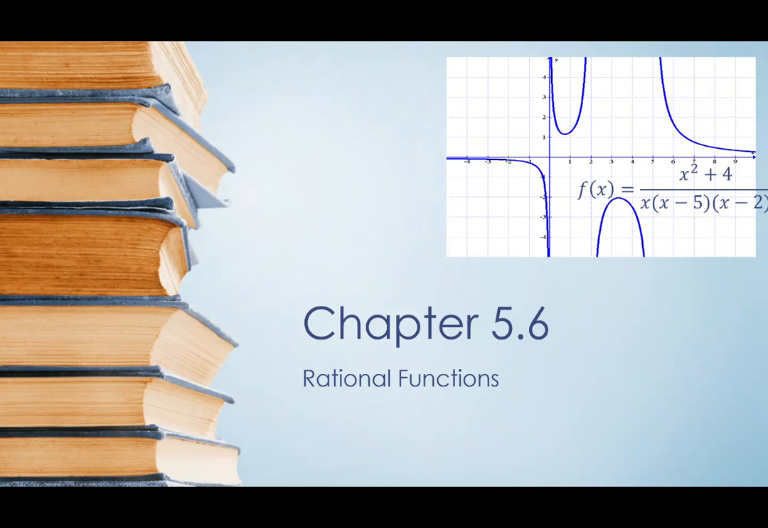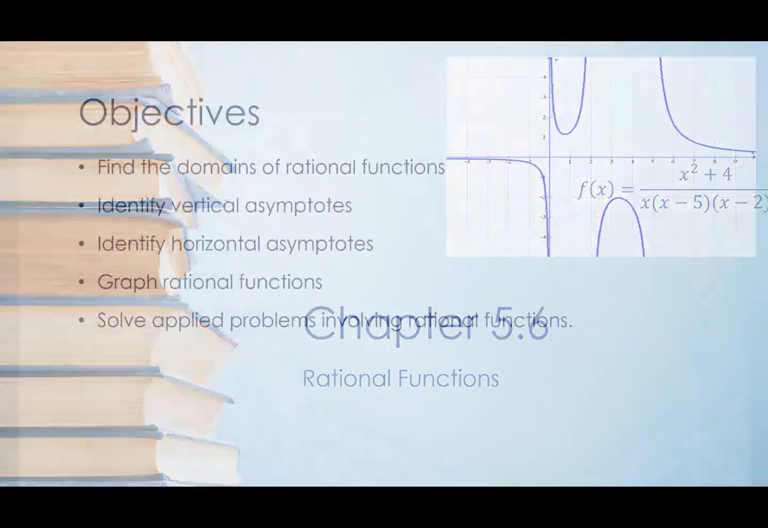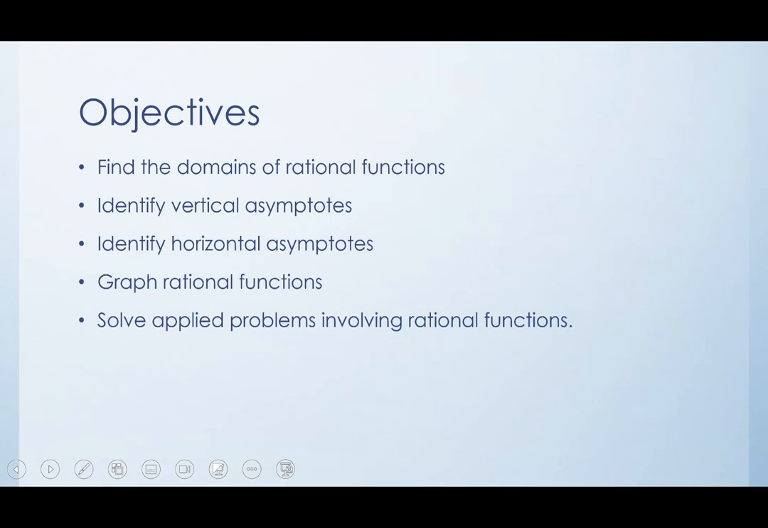Alright, so in this video series we're talking about rational functions. This is basically the culmination of chapter 5.6 and a good bit of the reason why we've been spending all this time talking about polynomials. The graphs and the functions themselves can look a little bit intimidating, but we're going to look at them little piece by little piece. We're going to find the domains of our rational functions, identify vertical and horizontal asymptotes, do some sketches of our graphs, and finally talk about a few applied problems.